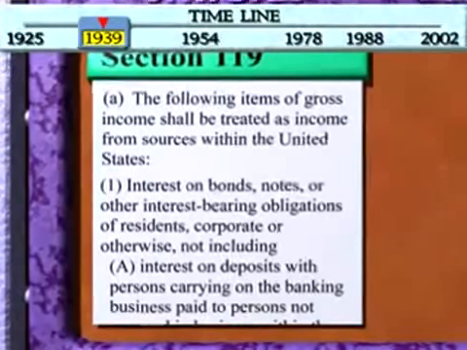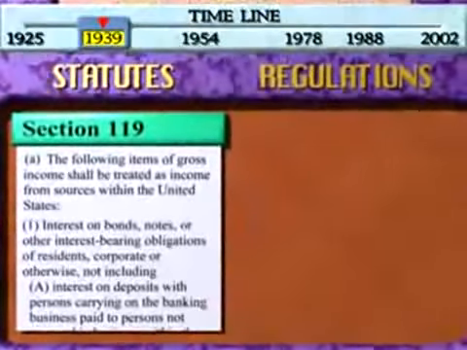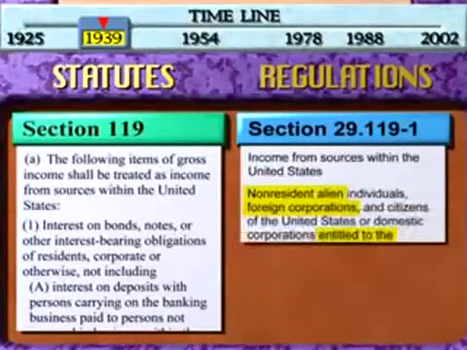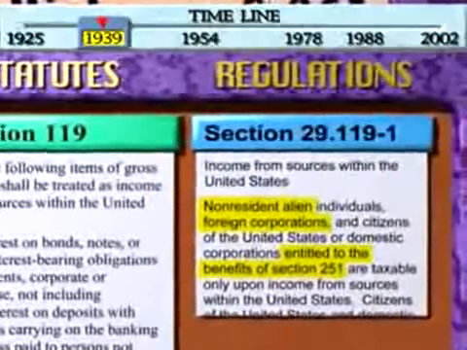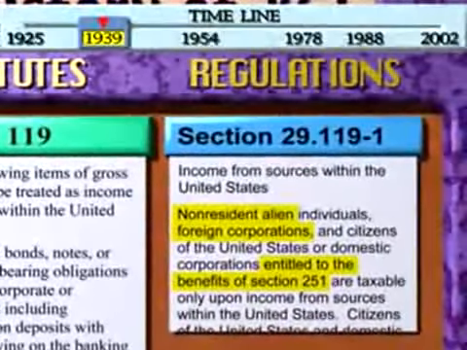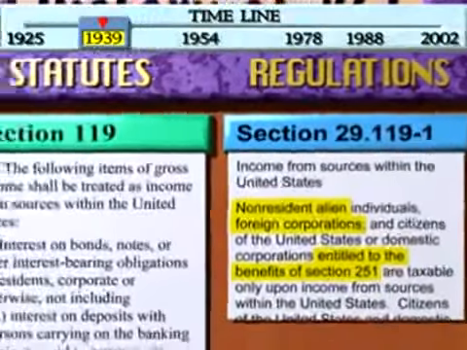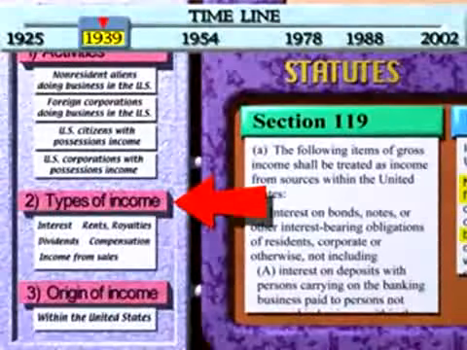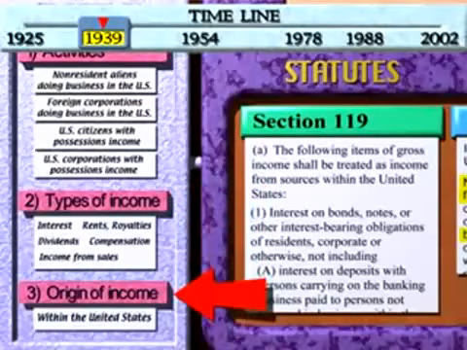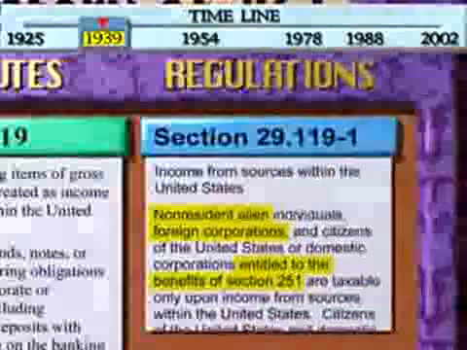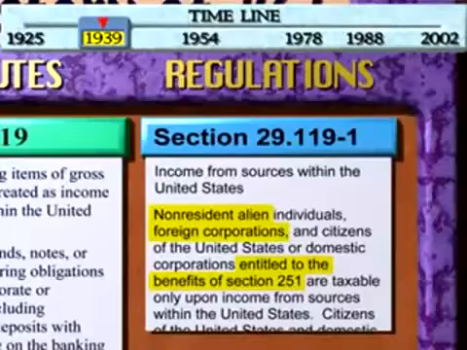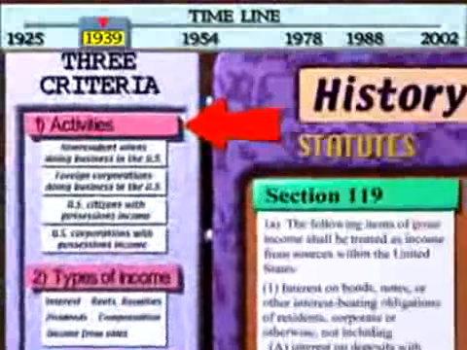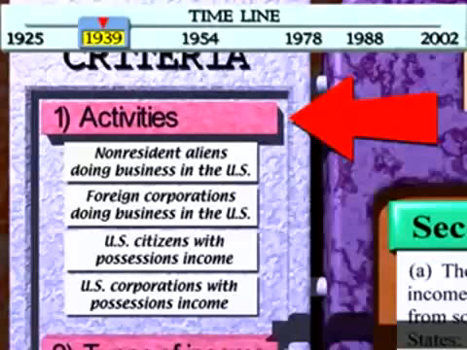No. While the statute no longer mentioned the specific activities, the related regulation still began by saying that the section was about non-resident aliens, foreign corporations, and U.S. citizens and domestic corporations receiving income from federal possessions. The statutes talked about items of income and the geographical origin of the income, but numerous sections of the regulations still showed that domestic income was only taxable for those engaged in specific activities described in other sections of the code, now called operative sections.